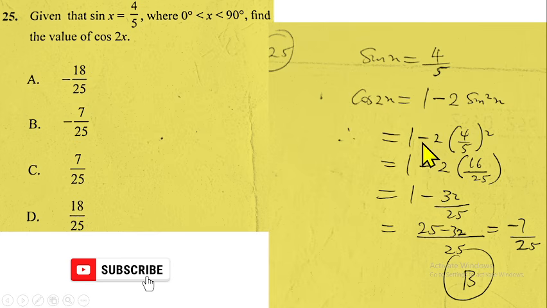That means you can have it to be 1 minus 2 into this sine squared x, means sine x everything squared. So sine x is 4 over 5, then squared it. Then that gives us 1 minus 2, 4 squared is 16 over 5 squared is 25. Then that will give us 32 over 25 here. You find the LCM. That will give us 25 minus 32 over 25. And that gives us minus 7 over 25. Option B is the correct option.